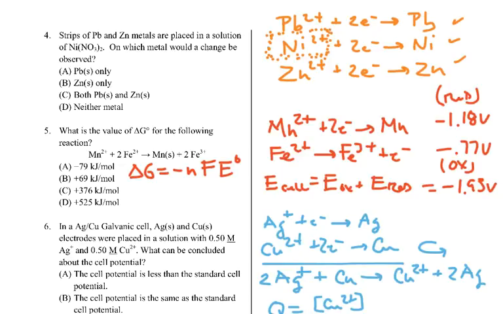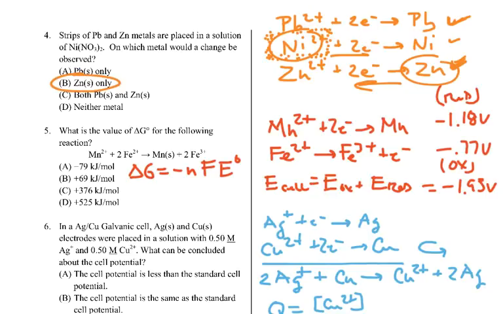So I can have nickel ions with lead metal, or I can have nickel ions with zinc metal. Which of those is going to lead to a reaction? I know this is going to go forward if this goes in reverse, because I have my greater reduction potential going forward and my lesser reduction potential going backwards. So nickel ions would react with zinc. They would not react with lead metal. So nickel ion, zinc metal. So the answer is B, zinc only.